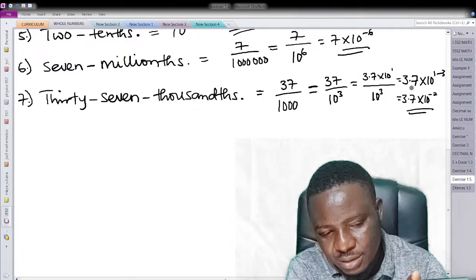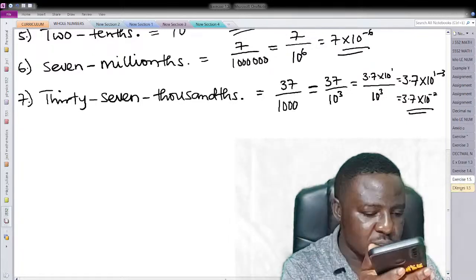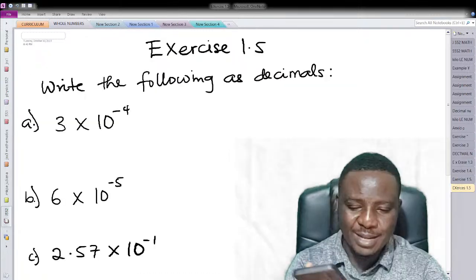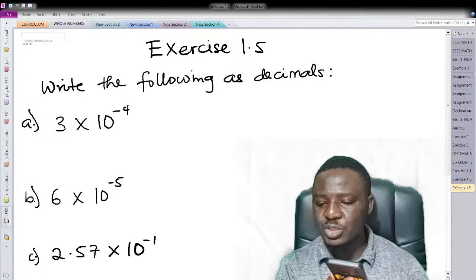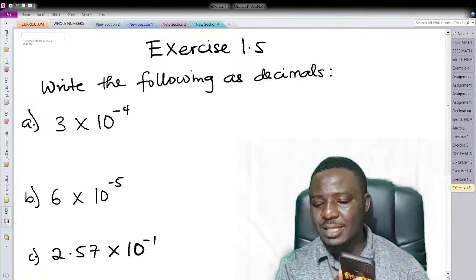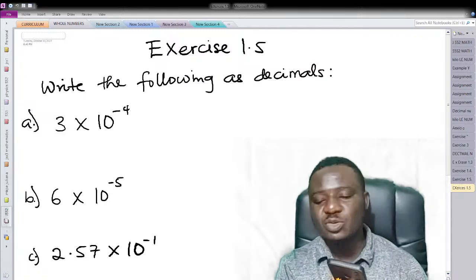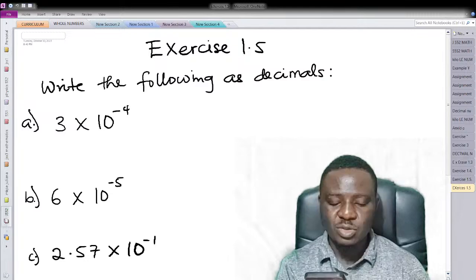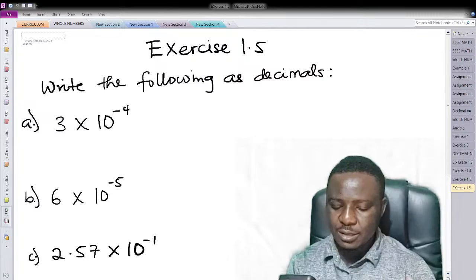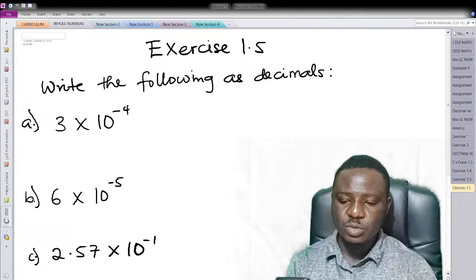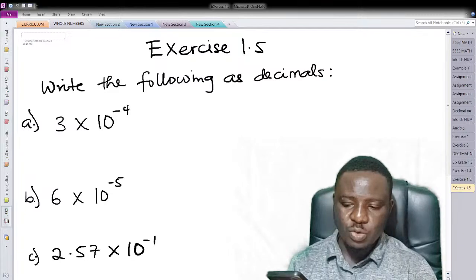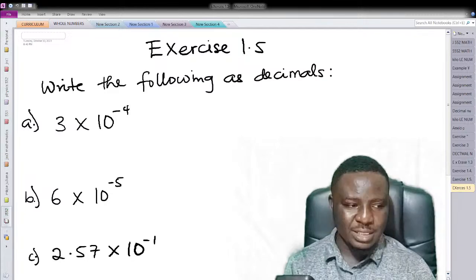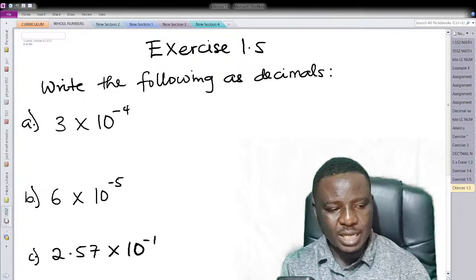Okay, all right. So let's take one more example before we move to the basic operations. Now, these ones are asking us to express numbers as decimals. The equations are given in standard form. You have to express them as decimals, okay? So how do you write the following as decimals?